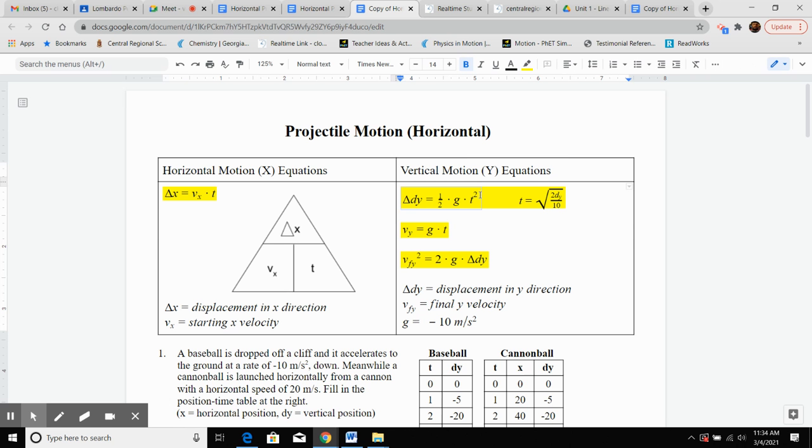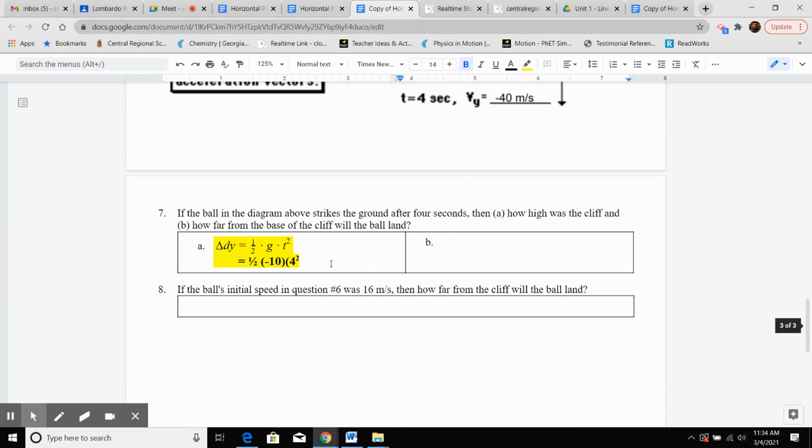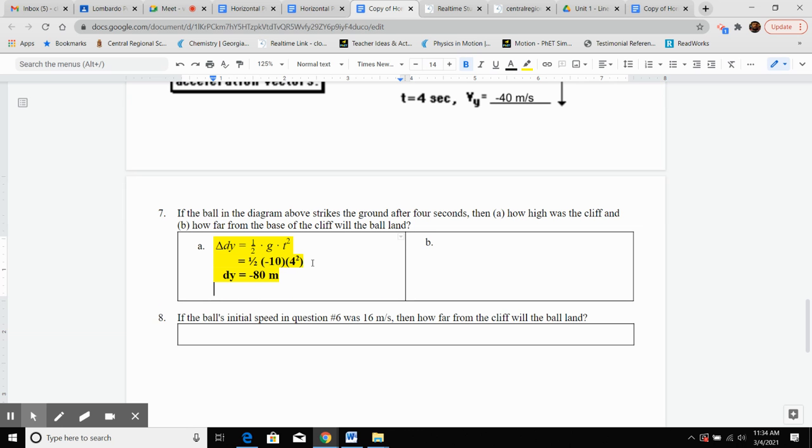What does it have? Just dy? Yeah. All right, then just use that. It doesn't necessarily matter. It's the same thing. So control period again to get out of that. Okay, and this is going to give me, what is that going to be? Negative 80 meters as my displacement. So that means the ball would have fallen 80 meters. But they're asking what? The height. So what is the height? 80 meters, good. Because remember, you just can't have a negative height.